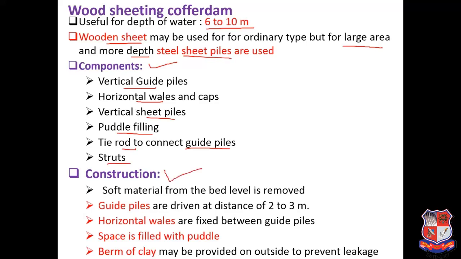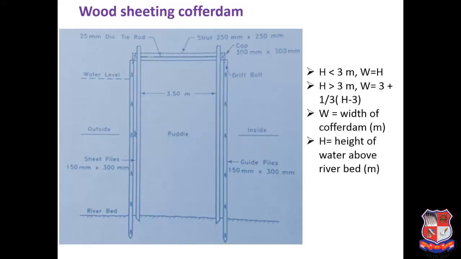As far as the construction is concerned, soft material is to be removed, and that is called the dredging process. Then guide piles are driven at a distance of 2 to 3 meter. Then horizontal wells are fixed between the guide piles. Then the space is filled with puddle, and a bomb of clay, that is outside bomb, can be provided on the outside to prevent the leakage.